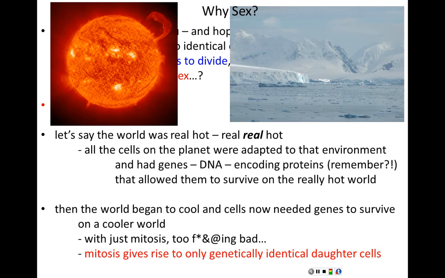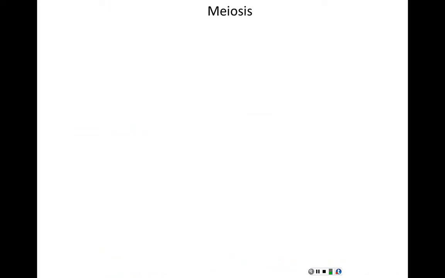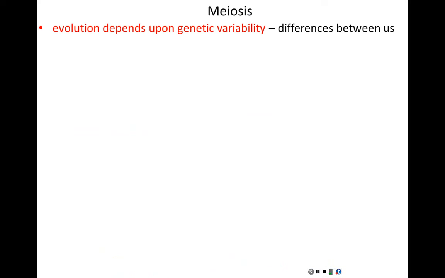Mitosis gives rise to genetically identical daughter cells, cells that are adapted for the here and now, sure, but cells with no potential to change for the environment of the future. To survive on a changing world, to survive on a dynamic world, we need variability. We need rapid changes. We need differences among individuals. We need sex. And that's where meiosis comes in.